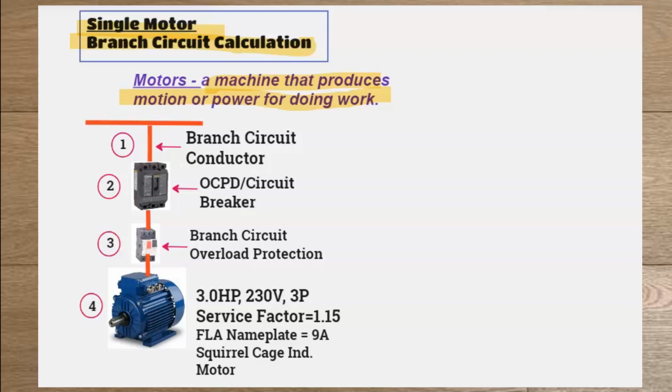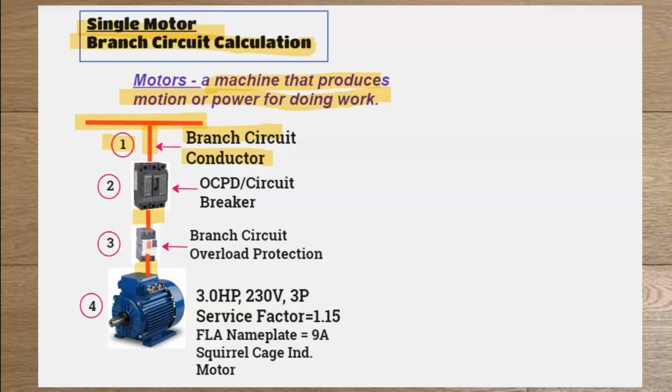And then, meron tayong gagawing branch circuit calculations. If nakita nyo, meron tayong this one, the schematic diagram. So, from here, ito yung bus bar kung saan nakatap yung ating motor. And then, itong number 1, this is the branch circuit conductor, or ito yung sinasabing wire. And then itong branch circuit conductor is the same with this. Itong sa baba, saka ito, the same lang sila.